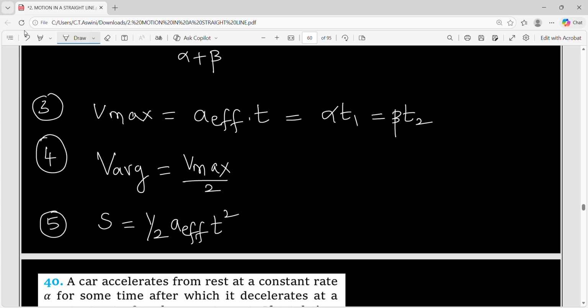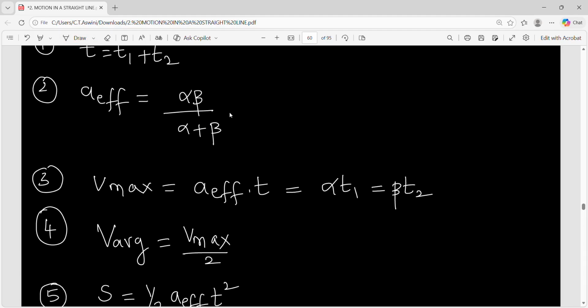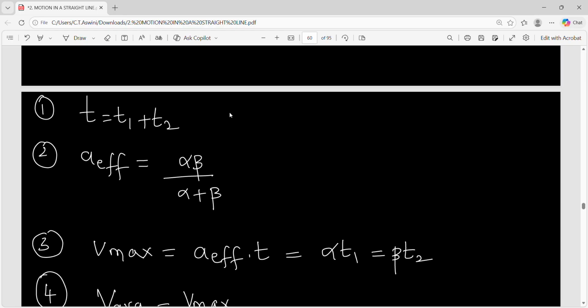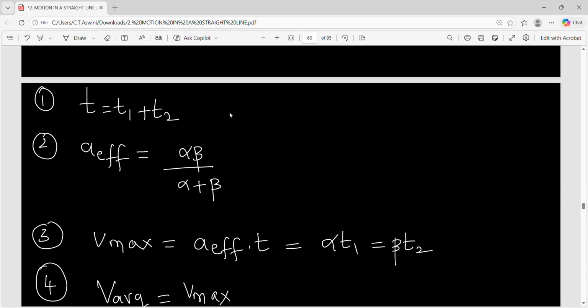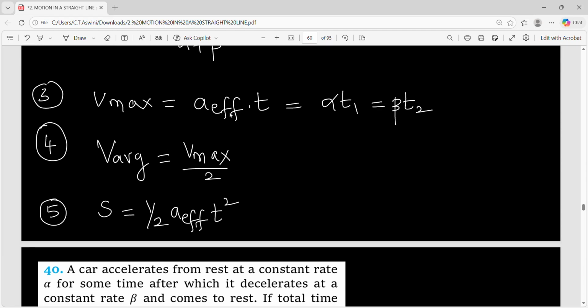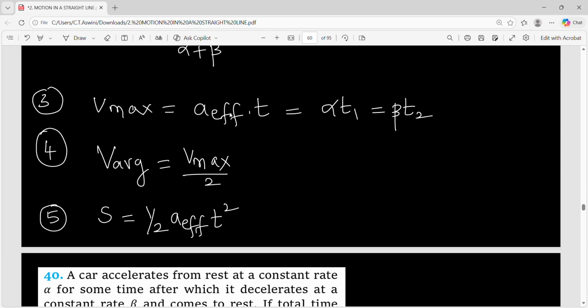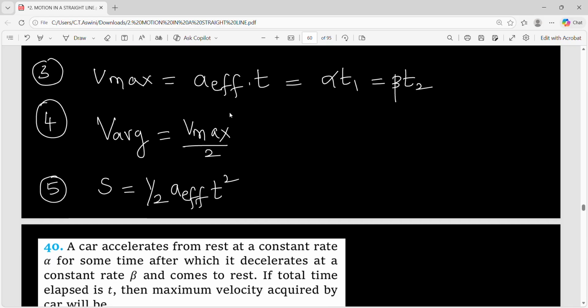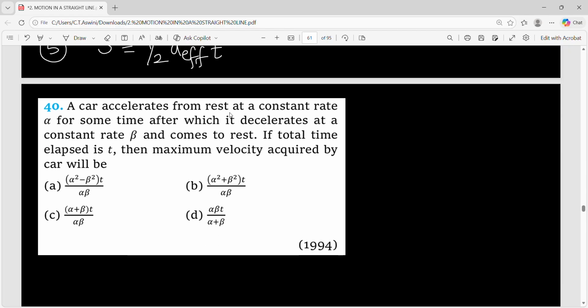So I hope you are clear with these formulas. So just memorize them. Take a time of 2 minutes, memorize them, and then go for problem solving. Total time, effective acceleration, maximum velocity, average velocity, and the displacement. Yeah. Shall we move on to the question solving now?